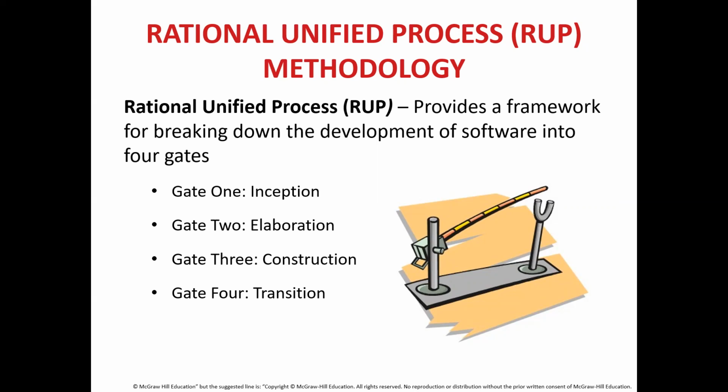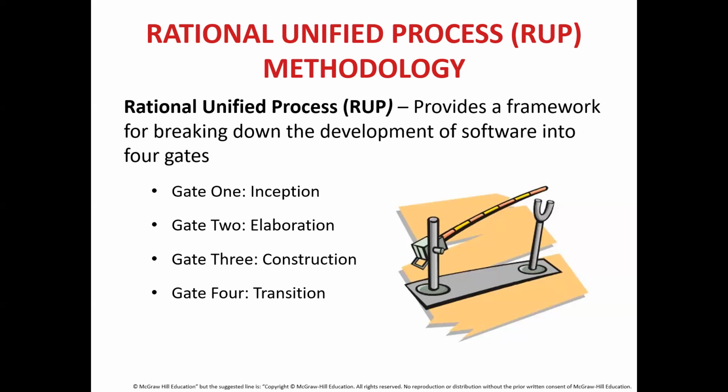Let's discuss the 4 gates. So gate 1 is inception. The primary objective is to scope the system adequately as a basis for validating initial costs and budget. In this phase, the business case, which includes business context, success factors, and a financial forecast, is established.